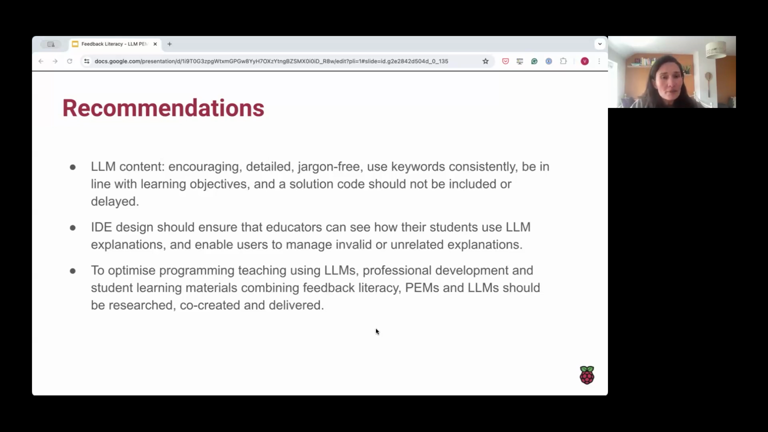And finally, to optimize programming teaching using large language models, professional development and student learning materials combining feedback literacy, programming error messages, and large language models should be researched, co-created with educators, and delivered.